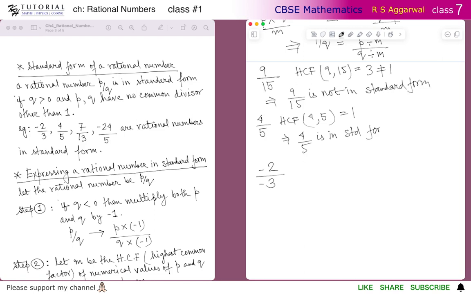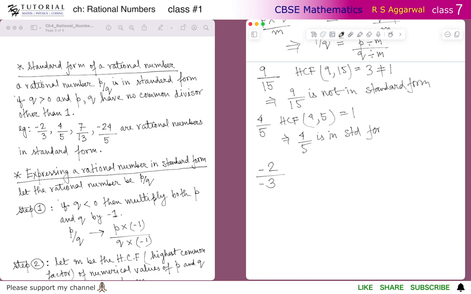there is a concept that if the denominator is negative, we can always have an equivalent rational number by multiplying both the numerator and the denominator by minus 1. In that case, the denominator will become positive.